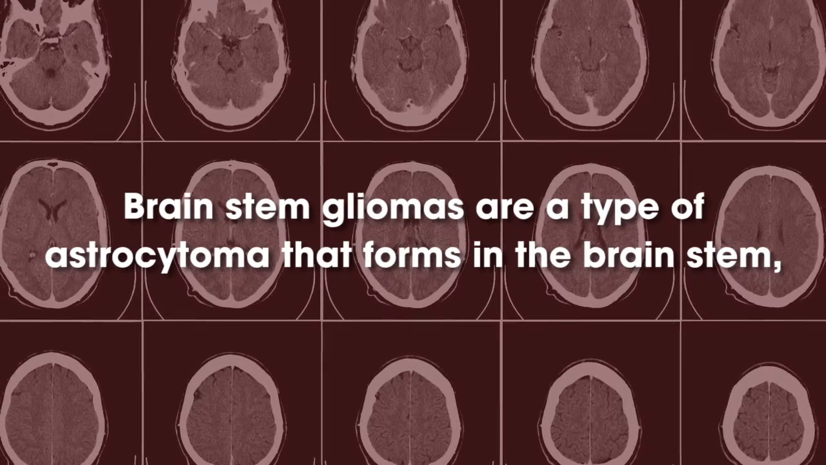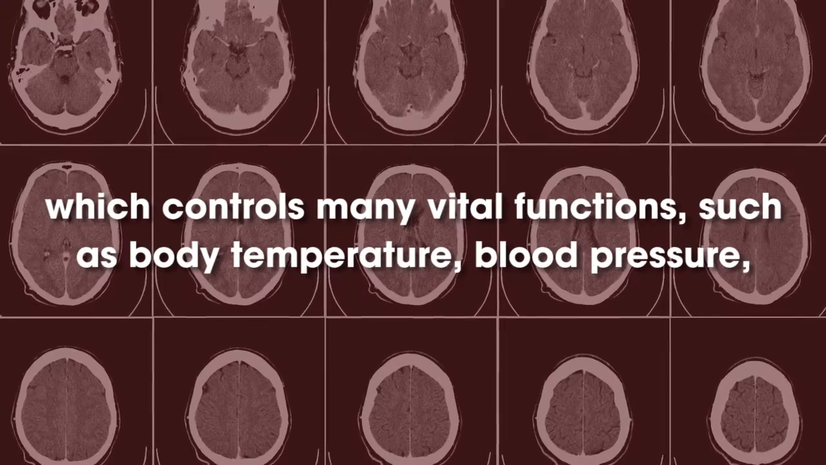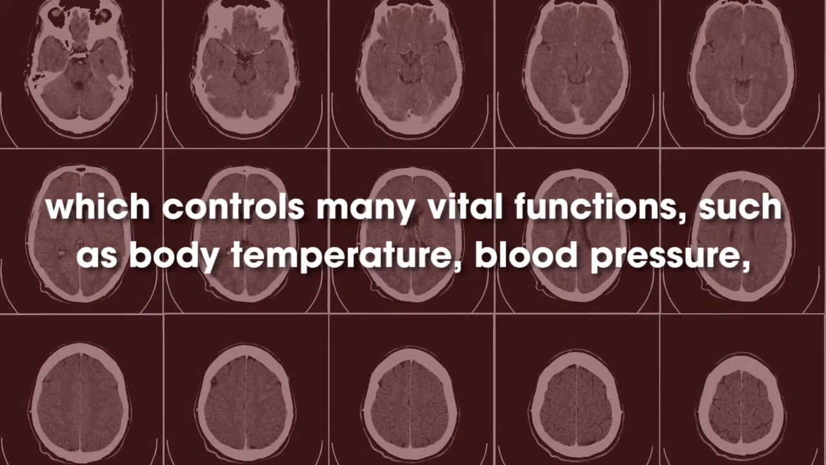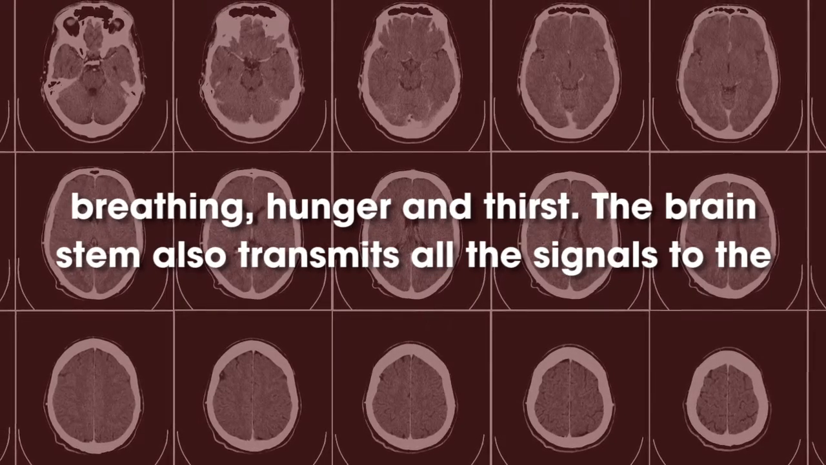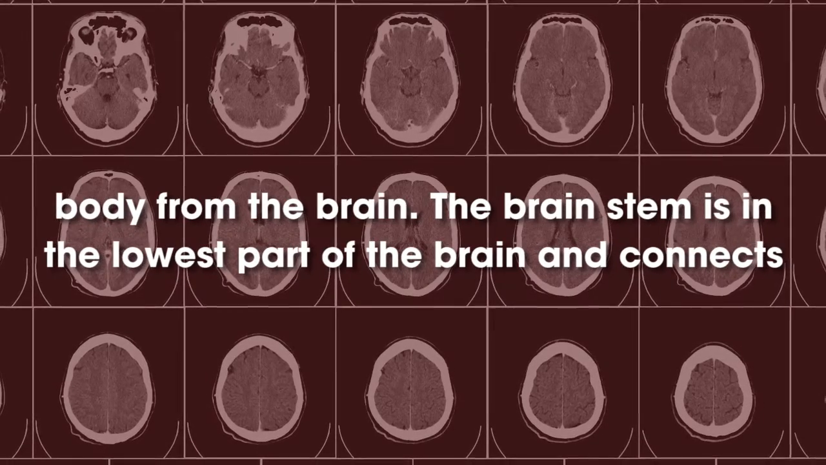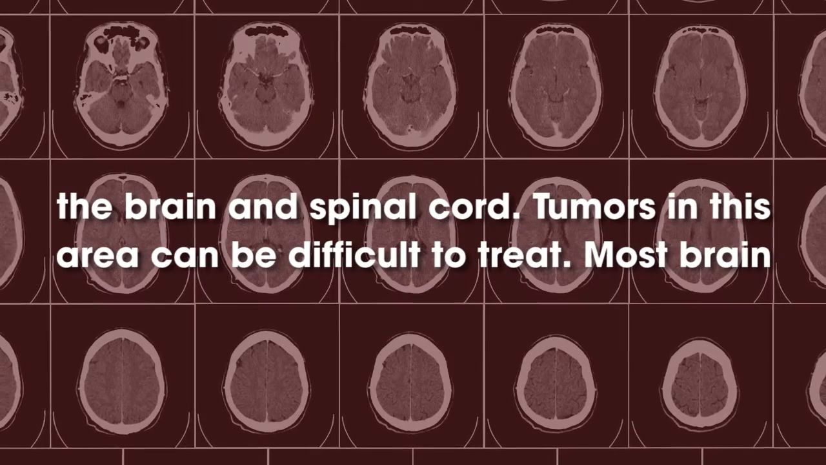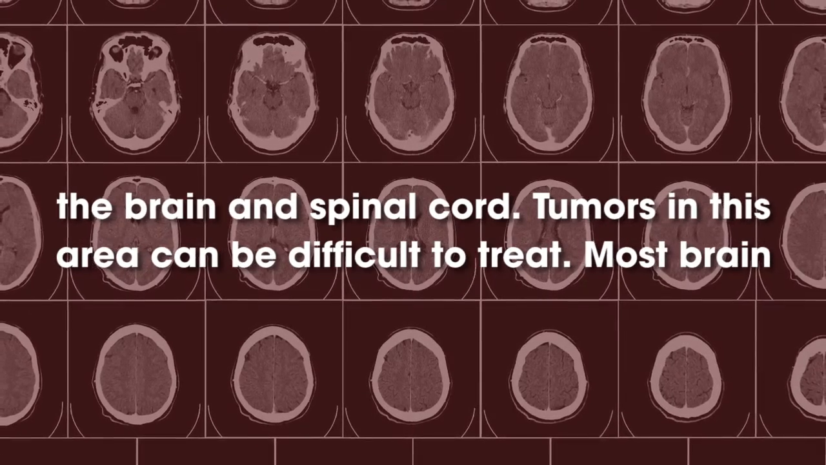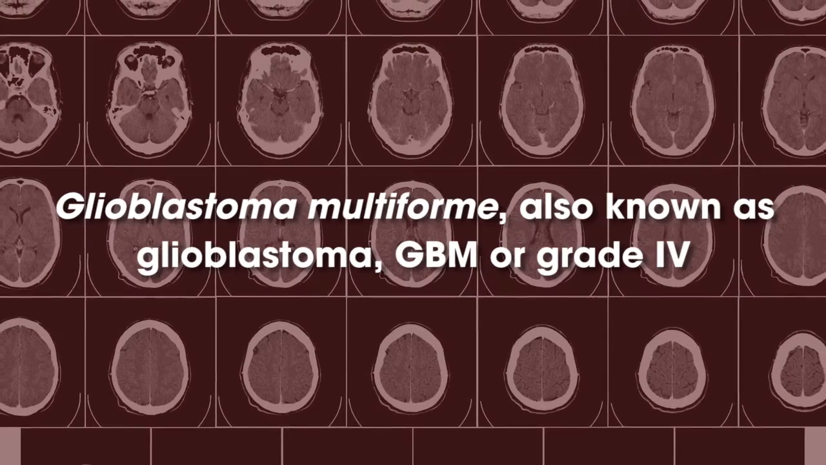Brainstem gliomas are a type of astrocytoma that forms in the brainstem, which controls many vital functions, such as body temperature, blood pressure, breathing, hunger and thirst. The brainstem also transmits all of the signals to the body from the brain. The brainstem is in the lowest part of the brain and connects the brain and spinal cord. Tumors in this area can be difficult to treat. Most brainstem gliomas are high-grade astrocytomas.